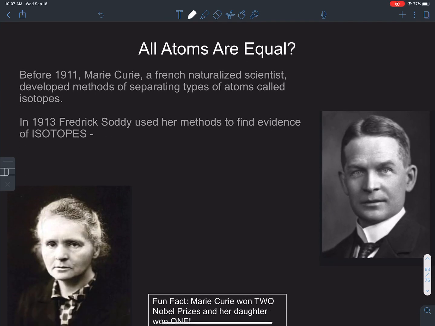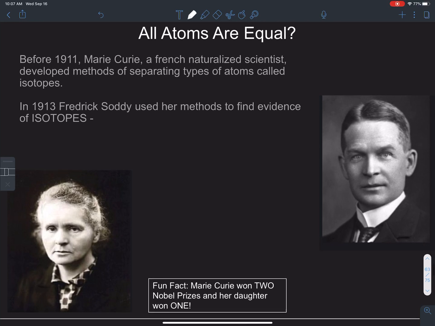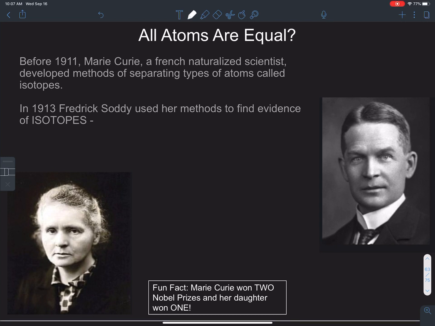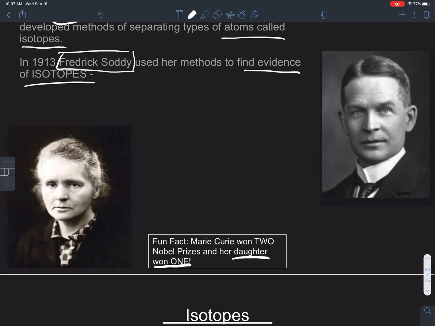So here are 2 scientists that worked to develop the idea of a kind of atom called an isotope. The first one is Marie Curie, a French naturalized scientist, and some interesting facts about her is that she's the only woman to have won 2 Nobel Prizes, and her daughter also won a Nobel Prize. And back before 1911, she was developing methods to separate different kinds of atoms, and those types of atoms were called isotopes. And then in 1913, a scientist by the name of Frederick Soddy used her methods, and he found actual evidence of the isotope's existence.